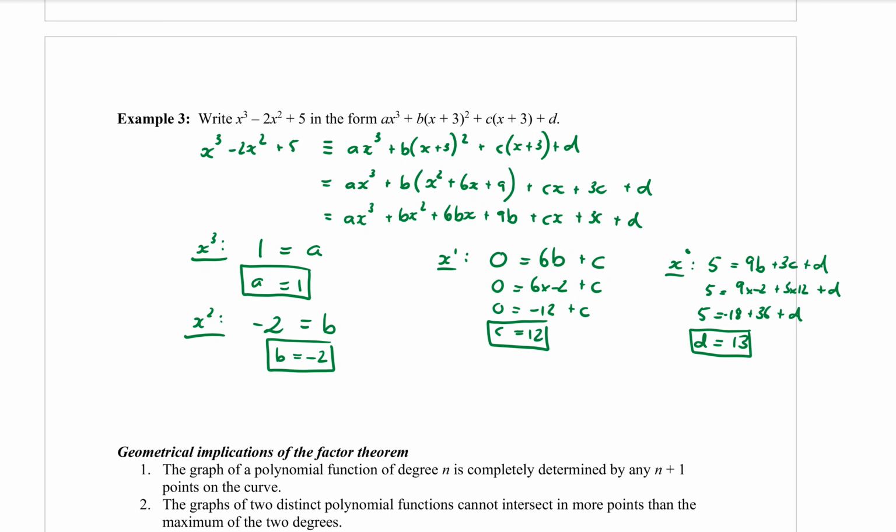So now that I found a, b, c, and d, the goal was to write x cubed minus 2x squared plus 5 in that form there with the a, b, c and d subbed in. So that would be a is 1, so it'll be x cubed plus b, which is minus, so I should change that to a minus 2, times x plus 3 squared, plus c, which is 12, times x plus 3, and then plus d, which is 13.